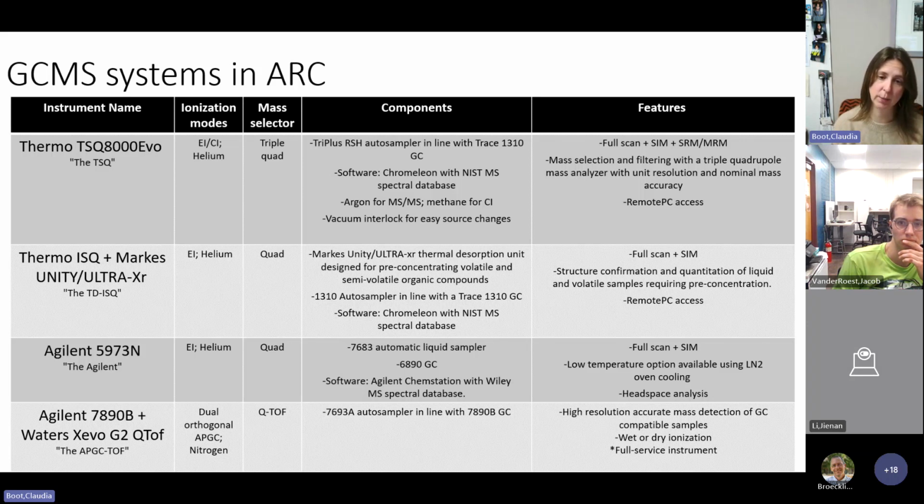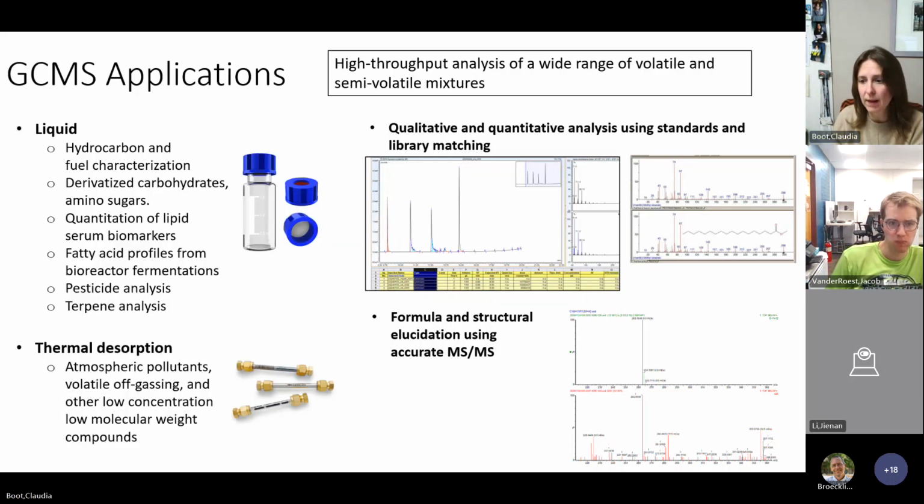And then there's just components for individual features of these systems. And then this is that APGC TOF. This is basically chemical ionization as well, but you get accurate mass information from that system.